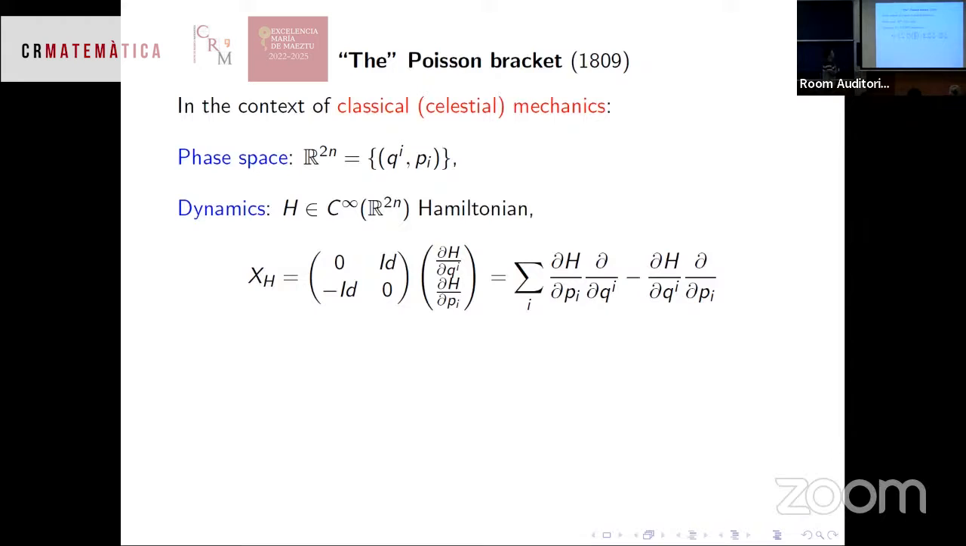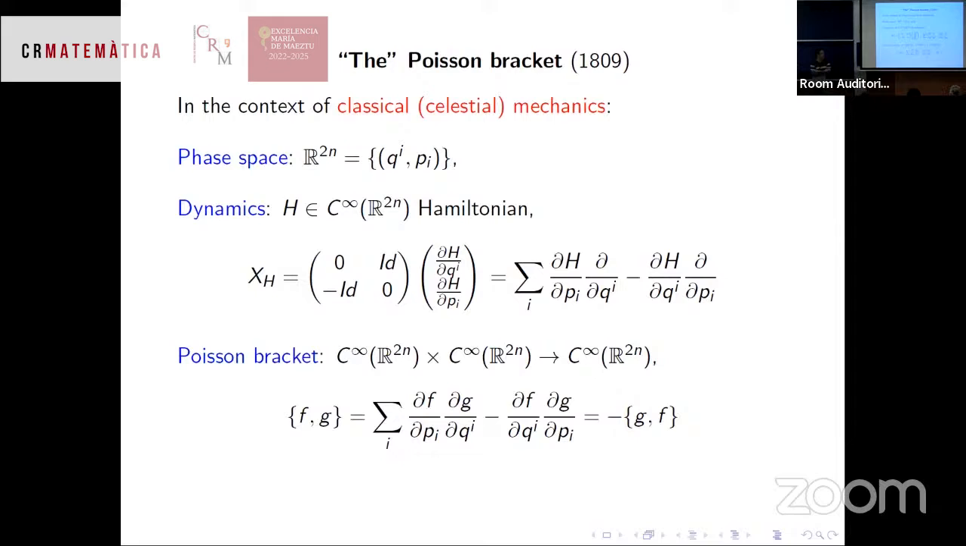And in this context, Poisson introduced the following operation. Given two functions on R^2n, you write this kind of combination of their derivatives. And you may wonder why he bothered writing this expression. Well, there's a clear dynamical meaning to it, which is basically the fact that bracketing a function h with a function f is the same thing as measuring the rate of change of f along the Hamiltonian flow of h.